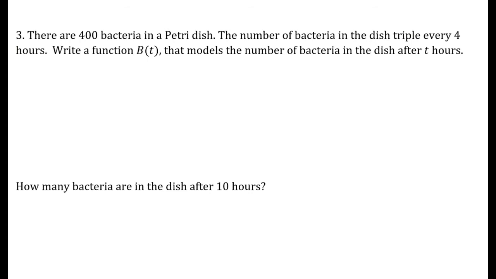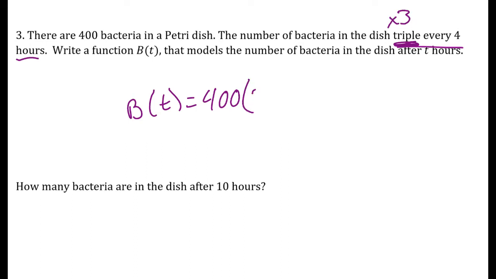There are 400 bacteria in a petri dish. The number of bacteria in the dish triple every 4 hours. So whenever something's tripling or doubling or decaying by a third, or whenever I'm decaying by that constant percent or that constant ratio, I need to use an exponential function. So b of t, my initial is 400. If I'm tripling it, my multiplier is going to be times 3. If I was doubling it, my multiplier would be times 2.